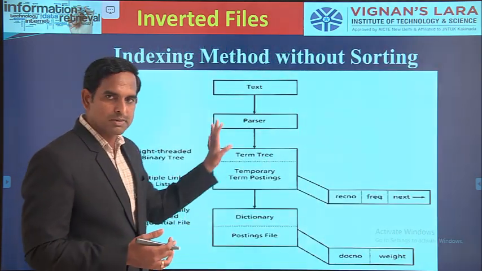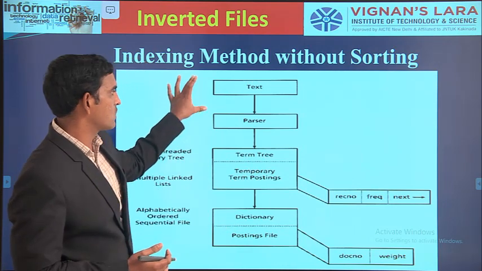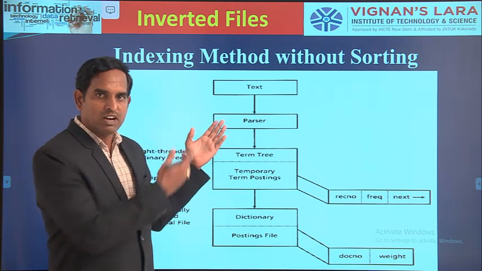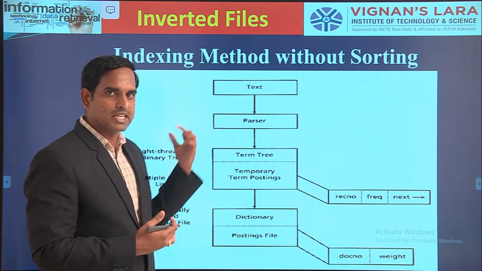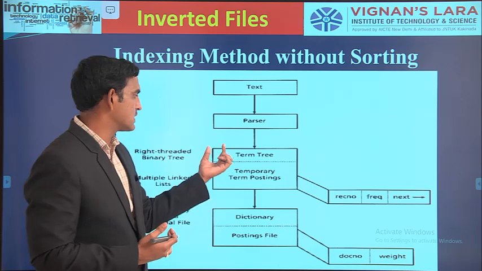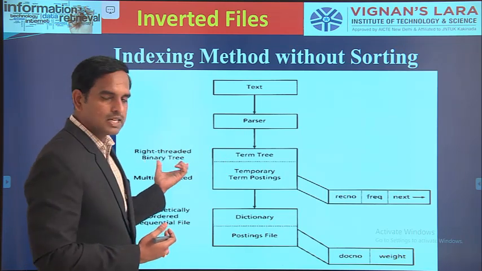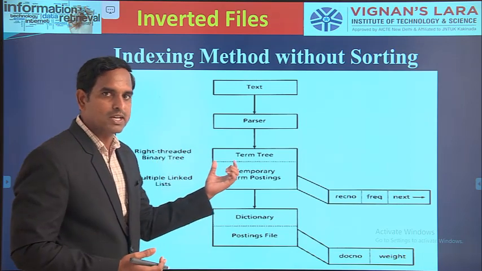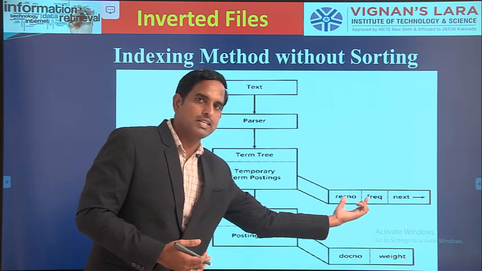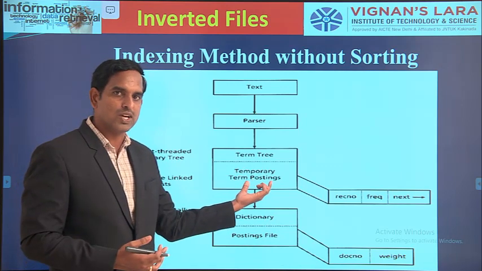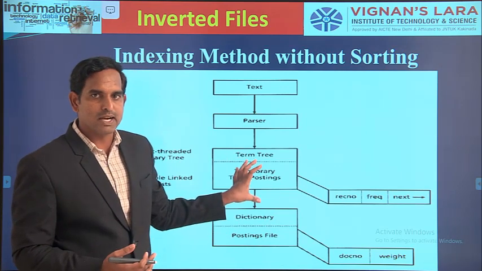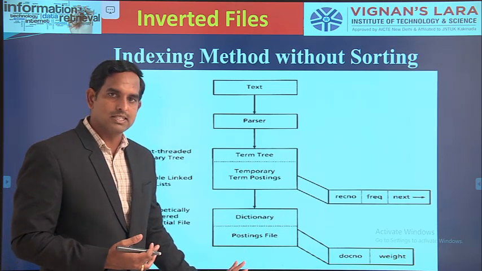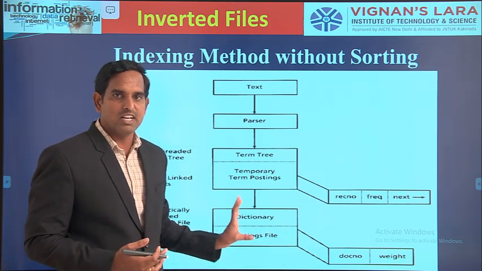So for the first one, the method I gave you in the last session, we take the text and perform the parsing. While parsing, as we get the keywords, we insert them into a right-threaded binary tree. Along with the right-threaded binary tree, we construct a linked list which contains the temporary postings file, and we take this right-threaded binary tree and the temporary postings file to create one dictionary and its related postings file, the final postings file.